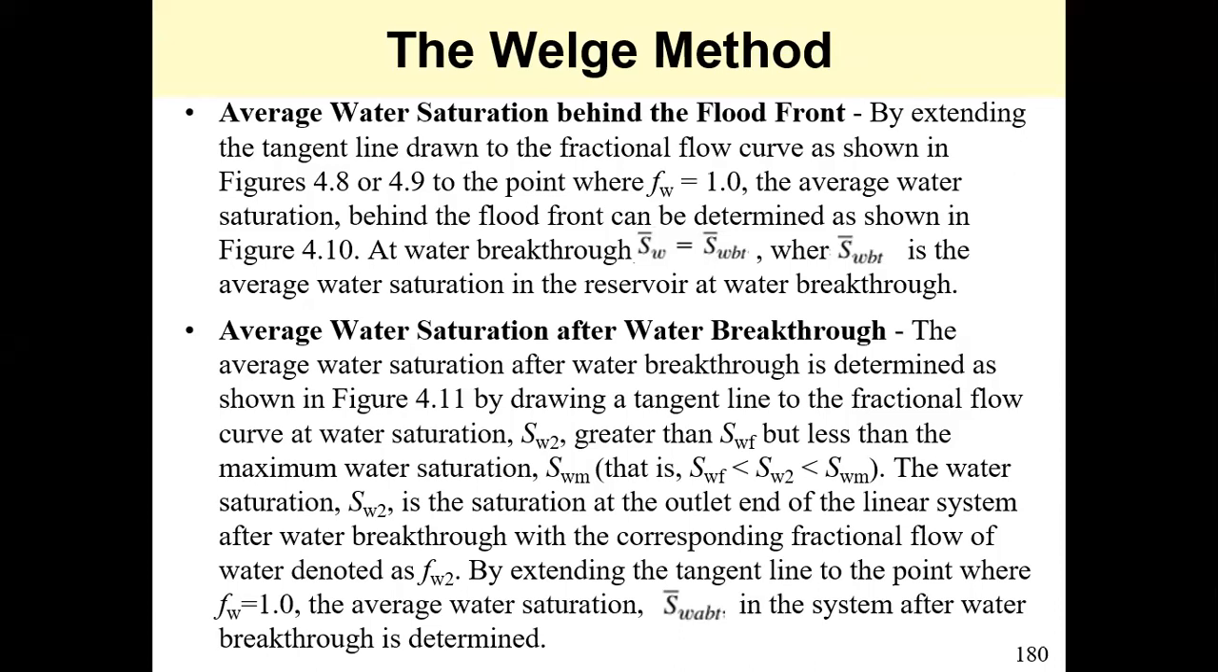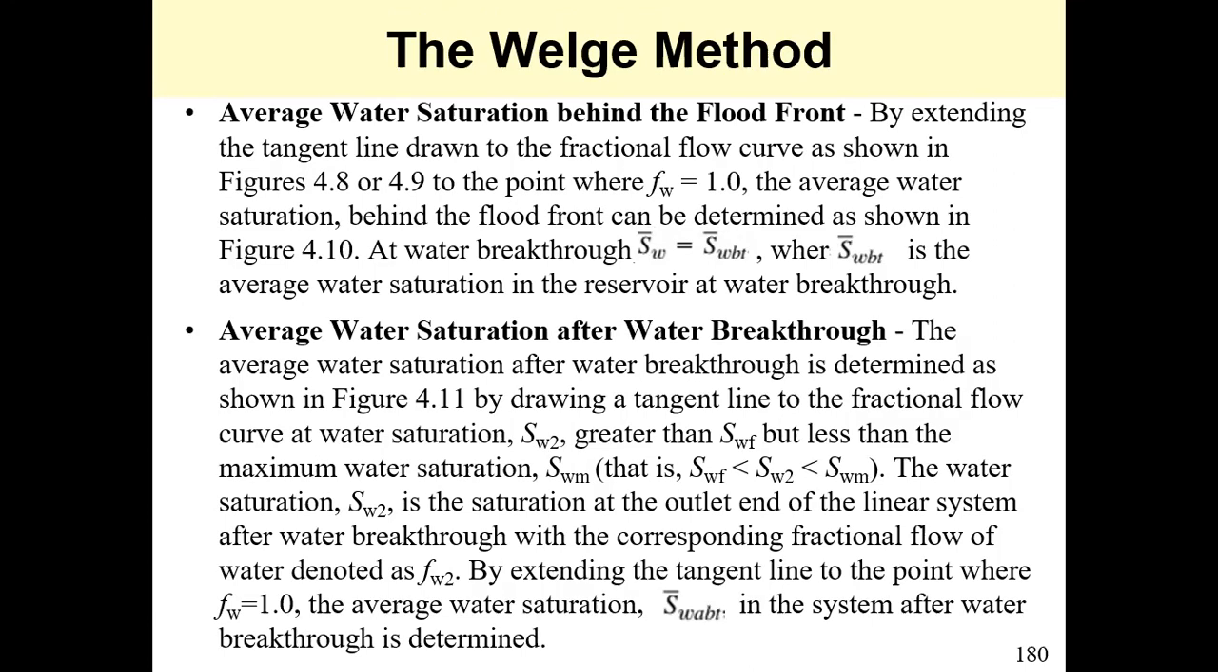Behind the flood front, once you extend the fractional flow curve to where the fractional flow of water is equal to one, it gives you the average water saturation behind the flood front. At water breakthrough, of course, the average saturation will be equal to the average saturation at breakthrough, where BT refers to breakthrough.